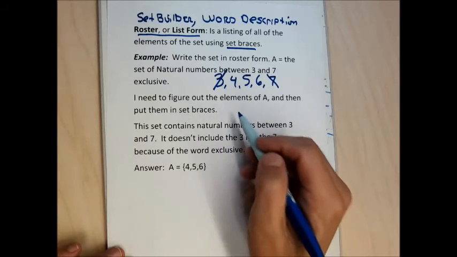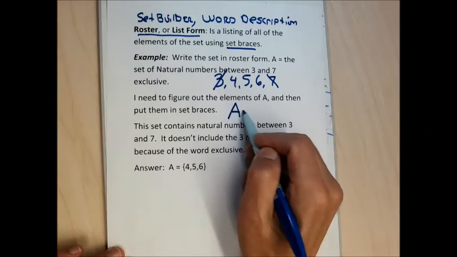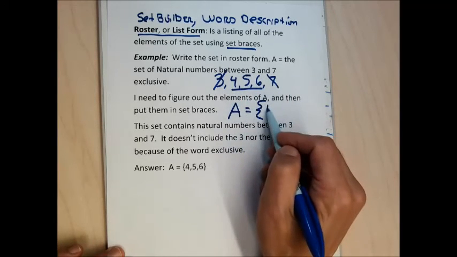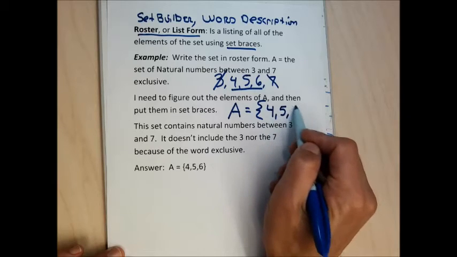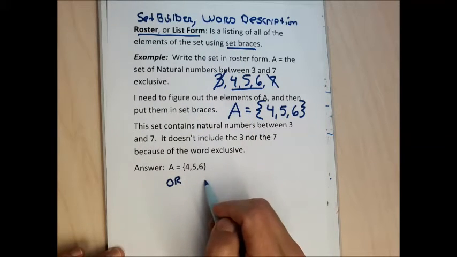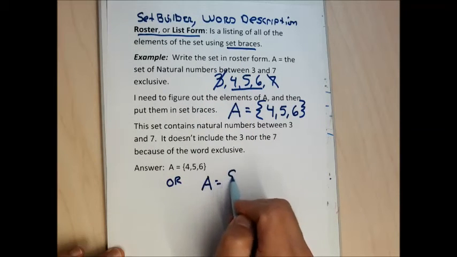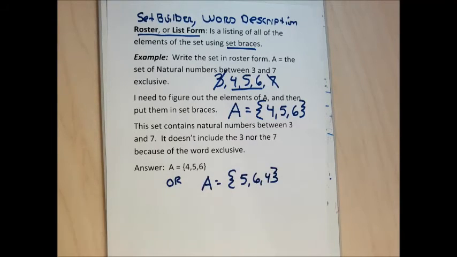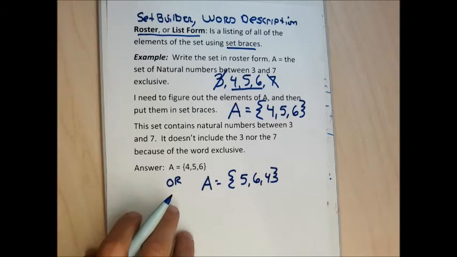How do I write something in roster form? I write the name of the set, followed by an equal sign, I write the set braces, and then I just write down every element in that set. And you can write them in the opposite order of me, but what's the point? Just writing them from smallest to largest is fine. So A is the set 4, 5, 6. That would be considered listed in roster form. Sometimes I'll call it list form. It wouldn't be wrong if you said A is the set 5, 6, 4. When you're listing a set in roster form, as long as you have the elements correct, you don't need to write them in the same order as I do.